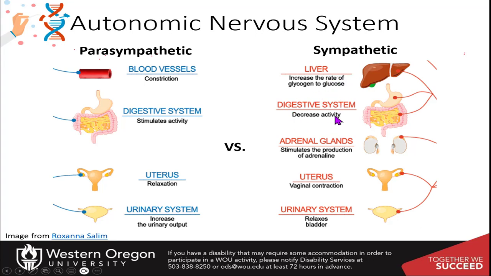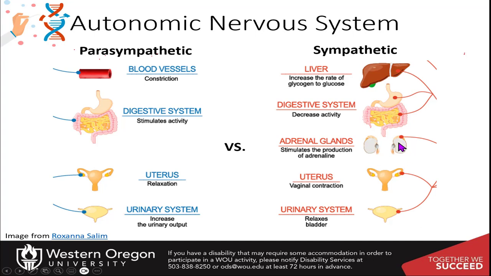We already noted the digestive system is going to decrease activity. You don't have time to digest your breakfast when you're running away from the lion. You've got to use your resources that already exist. And biologically, the adrenal glands get activated. So we haven't talked about these glands yet, but they sit right on top of the kidneys.